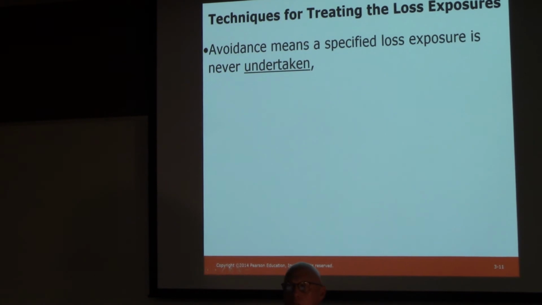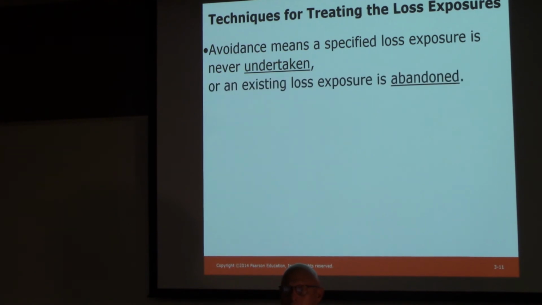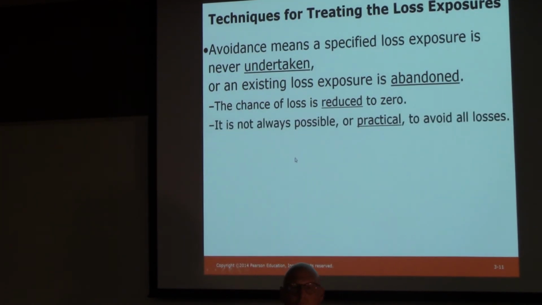So avoidance means a specified loss exposure is never undertaken. You understand the loss that could happen, and you make the decision that you are not going to involve yourself in a hazard that could exacerbate a peril. You're going to stay away from it completely. And if you're already involved in something, you make the decision to stop doing it. So the chance of loss is reduced to 0.